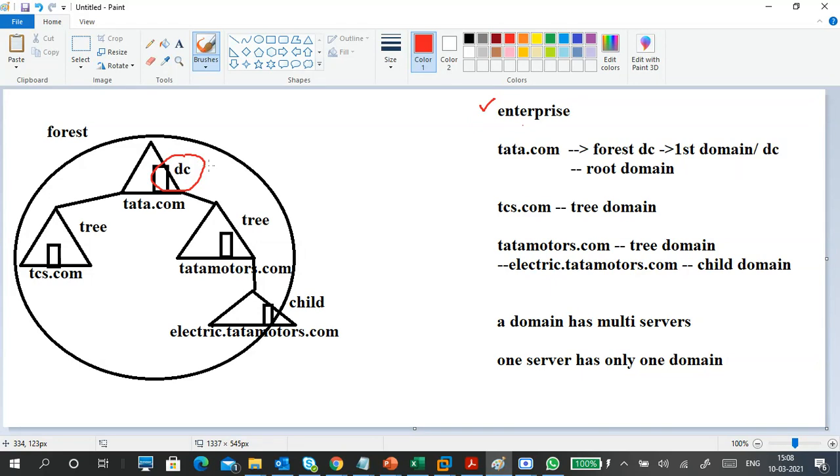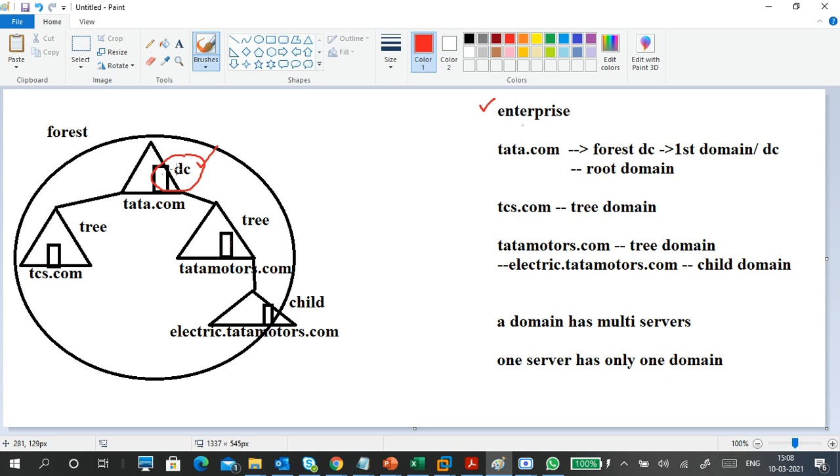See, this is the administrator of your entire forest, its domains, PCs, users, and everything. Each individual domain has its separate domain database. Users of Tata.com are not users of TataMotors.com. Users of TataMotors.com are not users of electric.tatamotors.com. Every domain controller has its own database, and the database contains users, groups and computers that belong to that domain only.